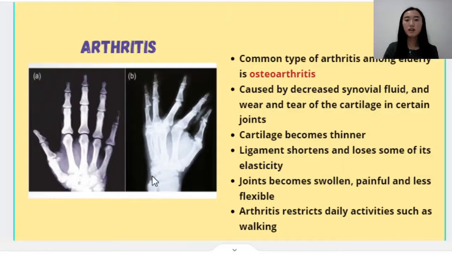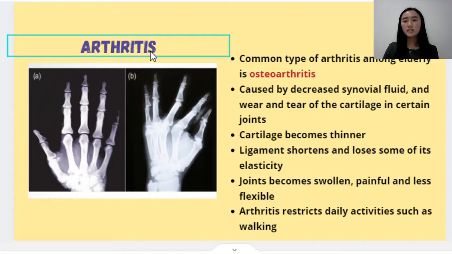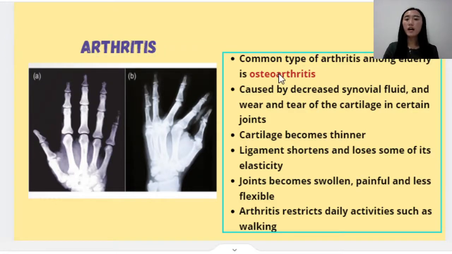Next, we go through arthritis. The common type of arthritis among the elderly is osteoarthritis. Besides osteoarthritis, the other types of arthritis include rheumatoid arthritis and also gout.